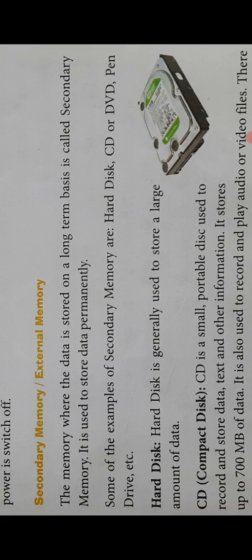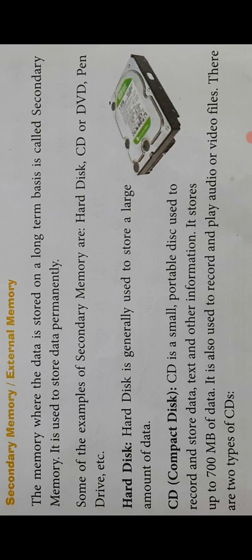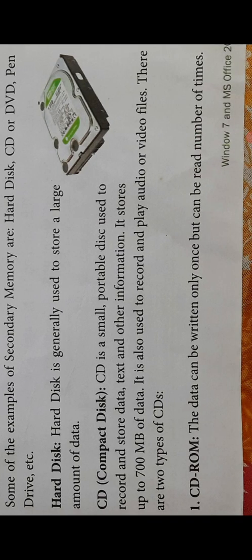And what is a hard disk? A hard disk is generally used to store a large amount of data. Hard disk is a secondary or external memory where we can store a large amount of data. Next, what we have is CD, that means compact disk. CD is a small, portable disk used to record and store data, text and other information. It stores up to 70 MB of data.